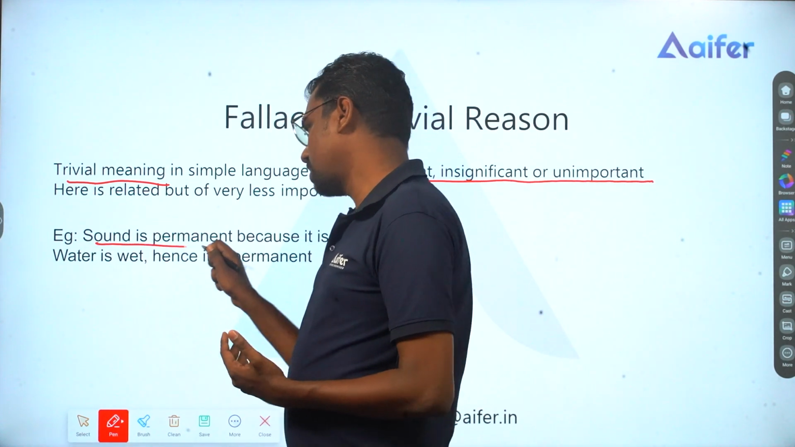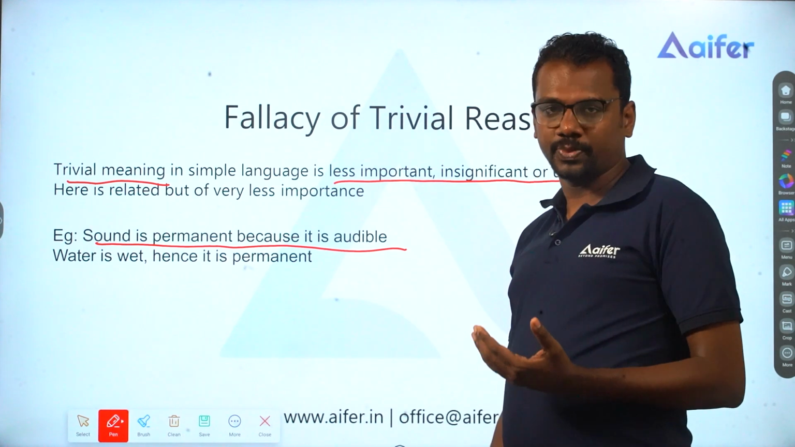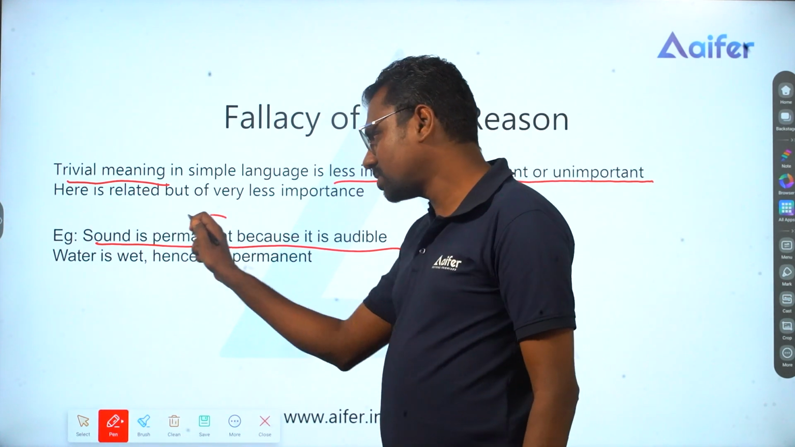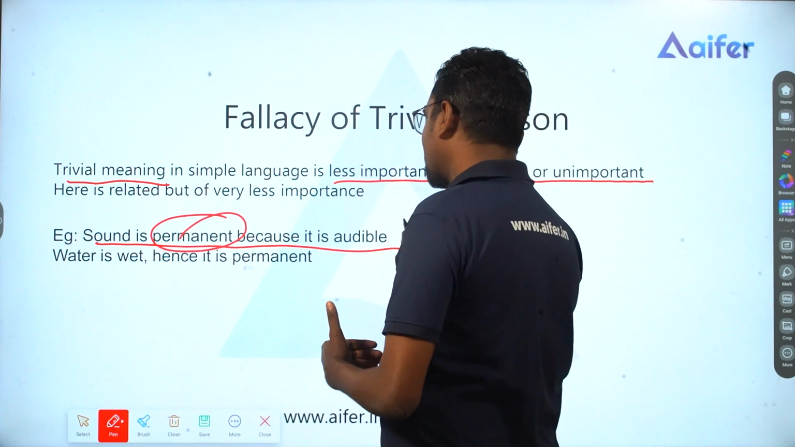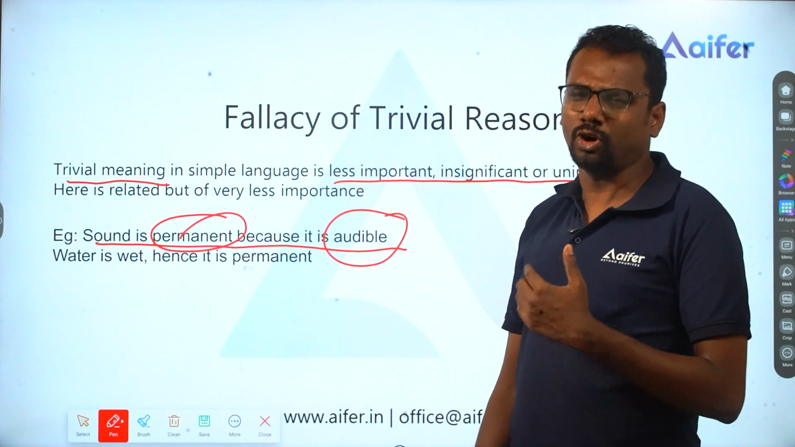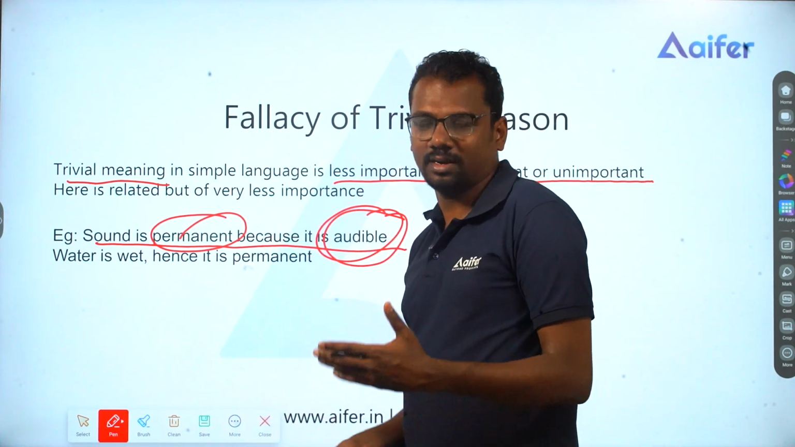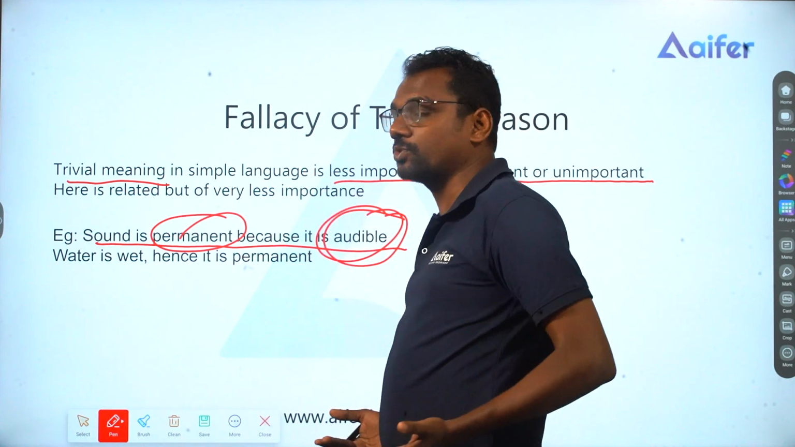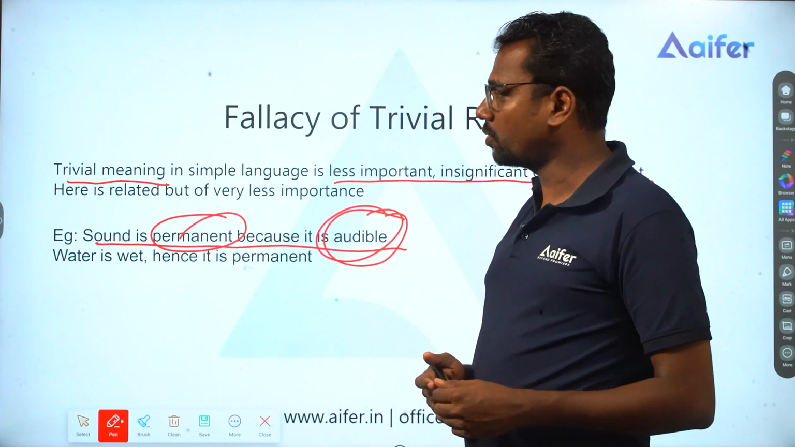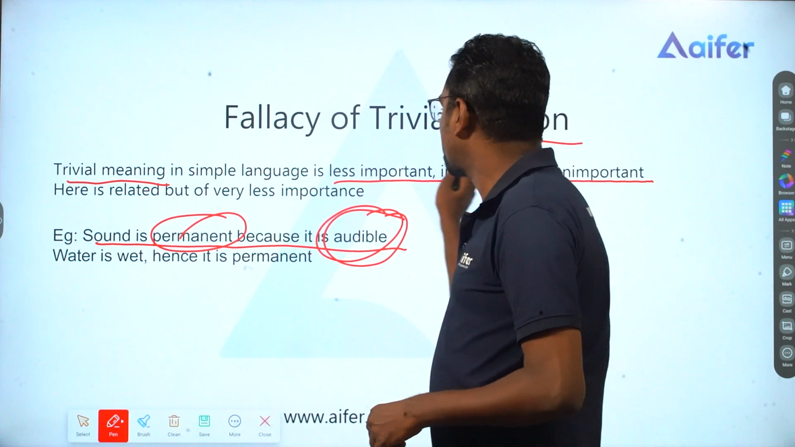Sound is permanent because it is audible. So here we are saying that sound is permanent, and the reason is that it is audible. We know sound is audible, it's okay, but that's not a reason for saying that sound is permanent. So we have the fallacy of trivial reason.